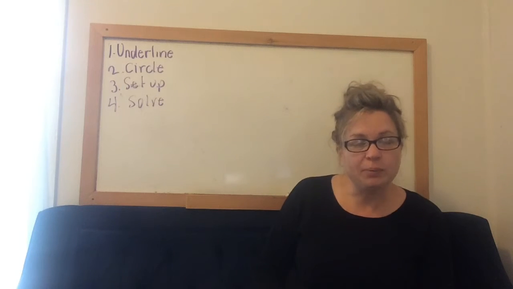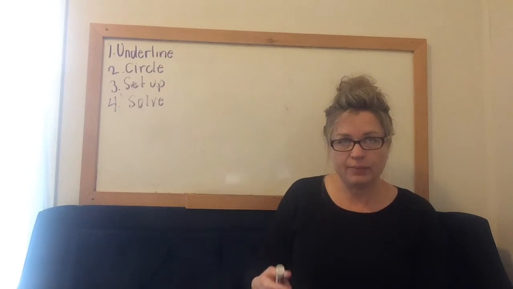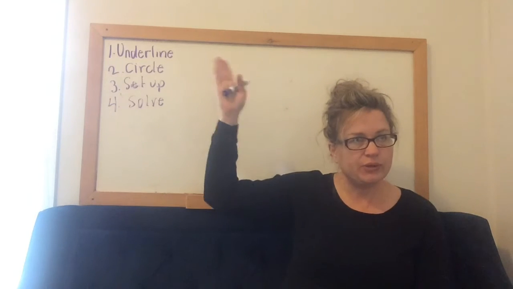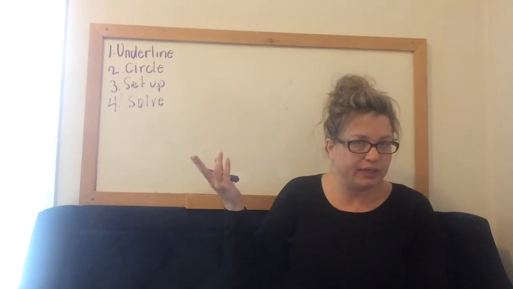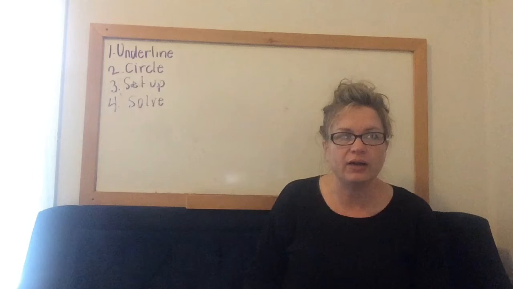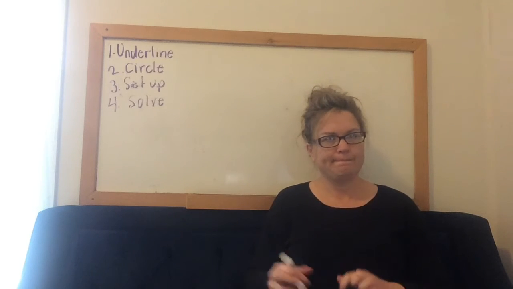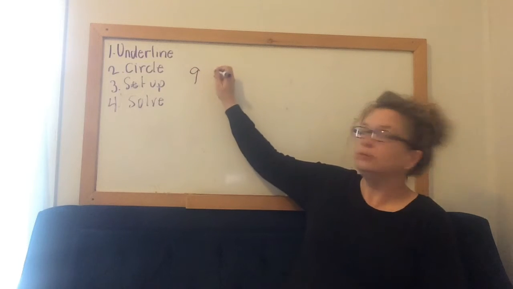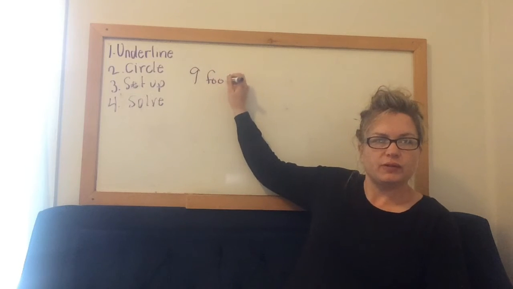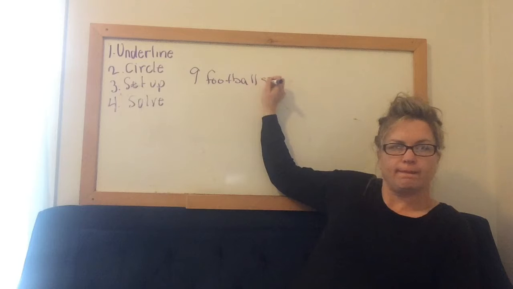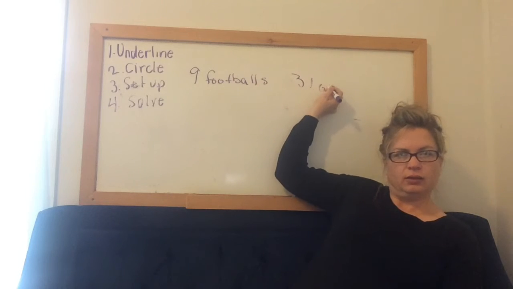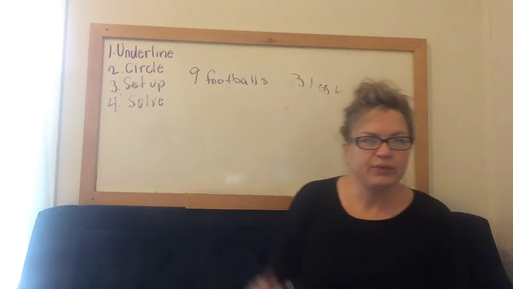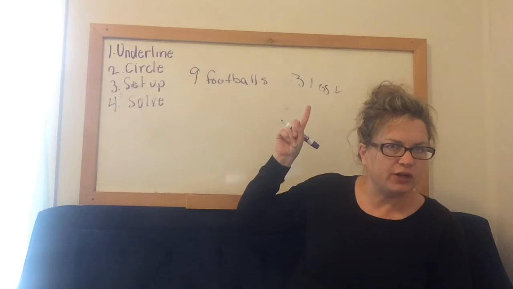Daniel has 9 footballs and 3 balls get lost. How many does he have left? First thing I'm doing is underlining. I want to know how many does he have left. Go ahead and underline that question. What I've circled is 9 footballs and 3 lost. So now I have 9 footballs and I've lost 3 of them.